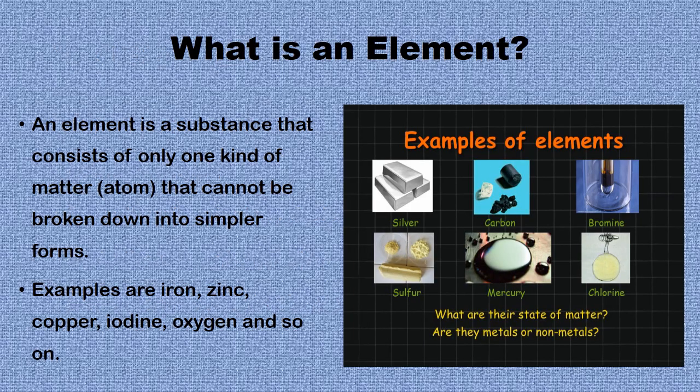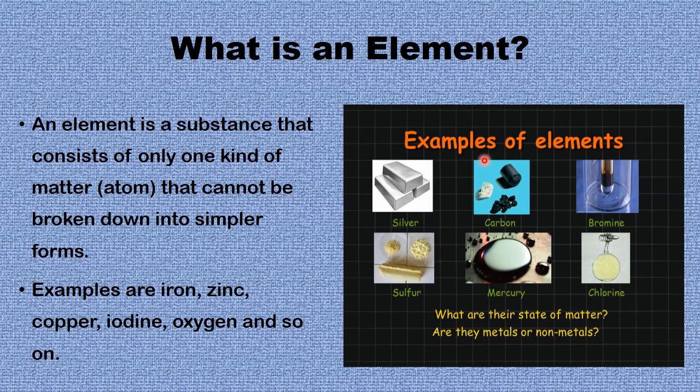So then, what is an element? Now, an element is a substance that consists of only one kind of matter or atom that cannot be broken down into simpler forms. Examples of elements are iron, zinc, copper, iodine, oxygen, and so on.